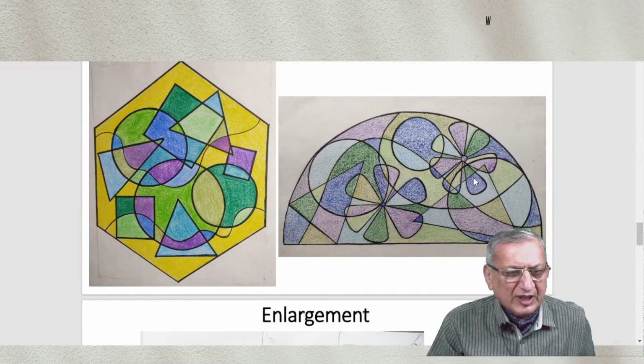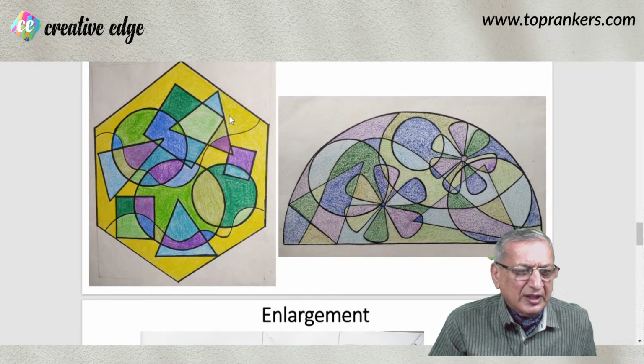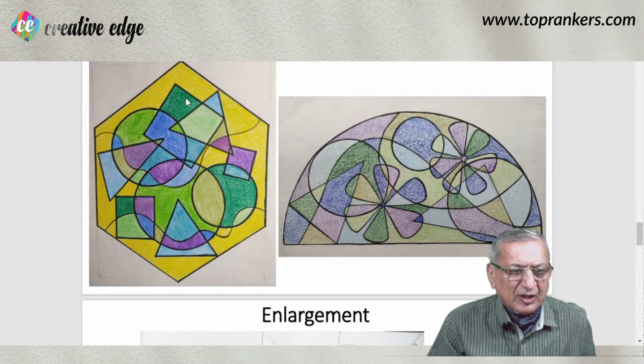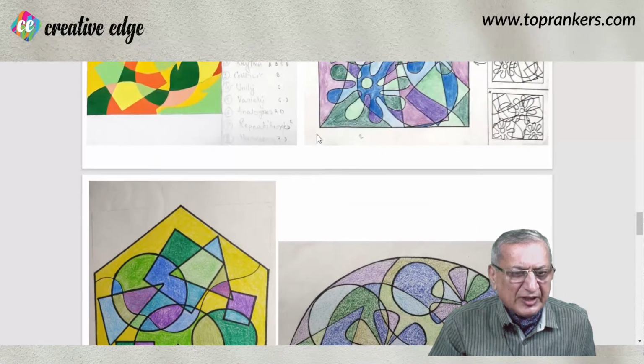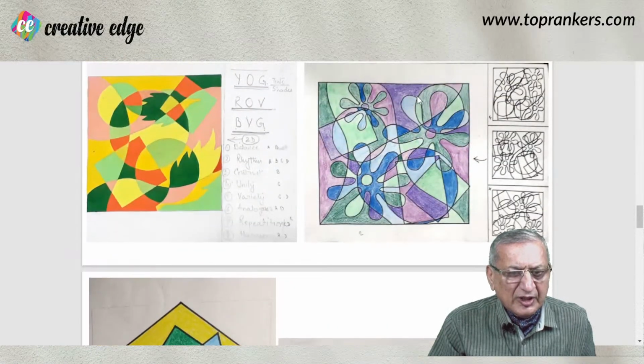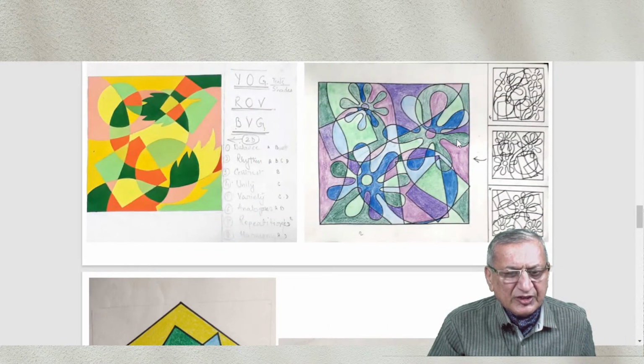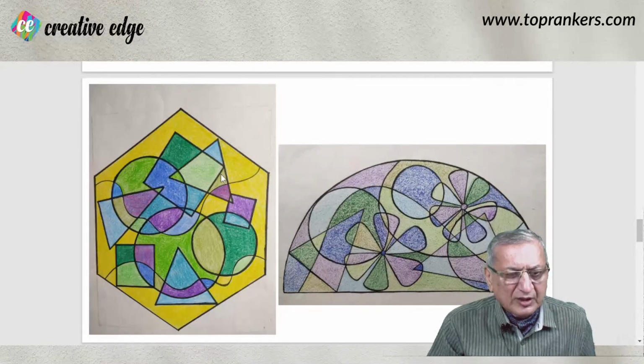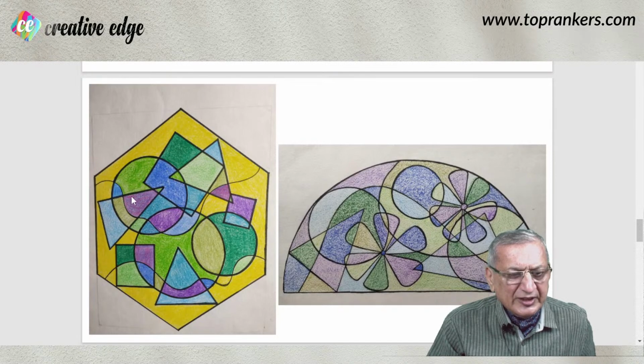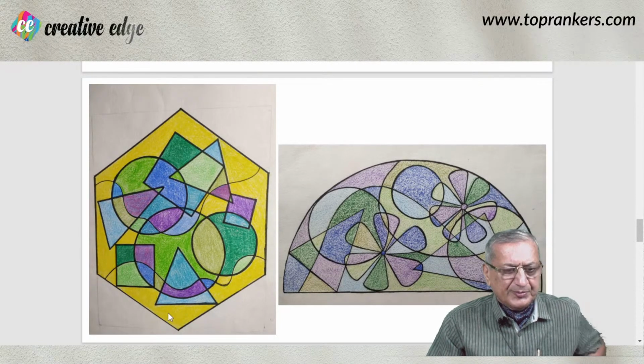A few more examples, like here the base asked for was a hexagonal shape on which you were to do the design. Now the interesting difference from the earlier design that you saw: there the color distribution was in the background, whereas here the analogous colors are only in the elements and the background is given a contrast color.